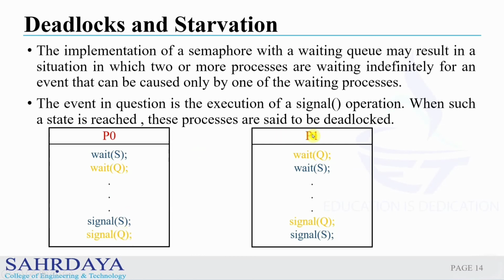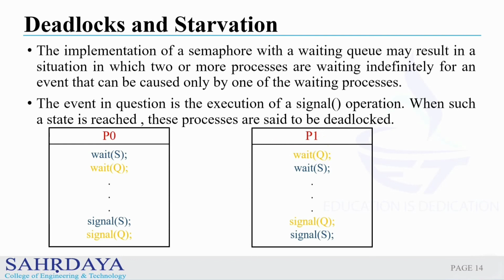Similarly, we have a process P1, which is going to execute the wait operation on semaphore Q initially, then on semaphore S, then run the code, and then execute the signal operation on Q and then the signal operation on S. So this is the situation. Let us consider that initially process P0 has executed the wait operation on semaphore S, and at the same time process P1 has executed the wait operation on semaphore Q. So far so good. There is no problem executing the wait operations up till now.